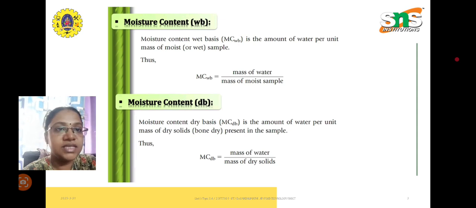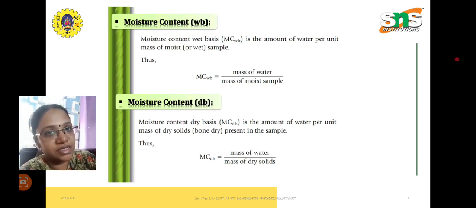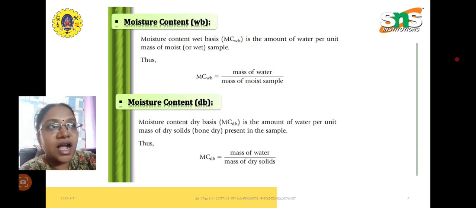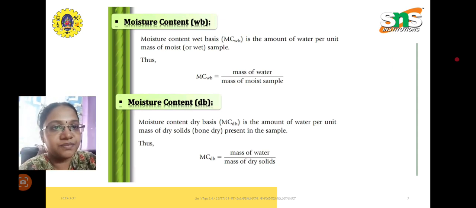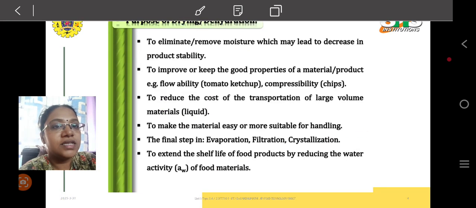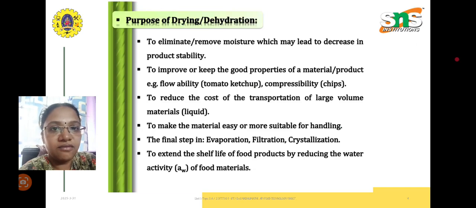The same applies to the dry basis: after the drying process, the amount of water per unit mass of dry solids present in the sample. That means after the process of drying, some amount of moisture would have escaped from the particular sample. After drying, we calculate the moisture content on dry basis, that is, mass of water by mass of dry solids. So this is the concept behind moisture content on wet and dry basis.